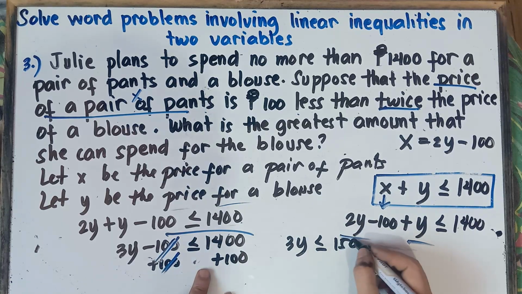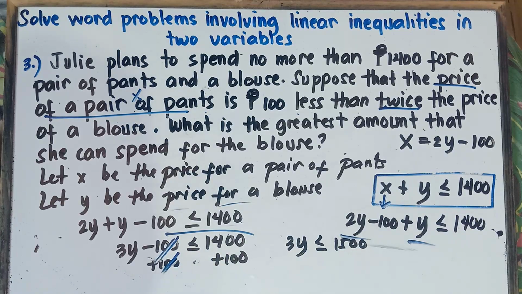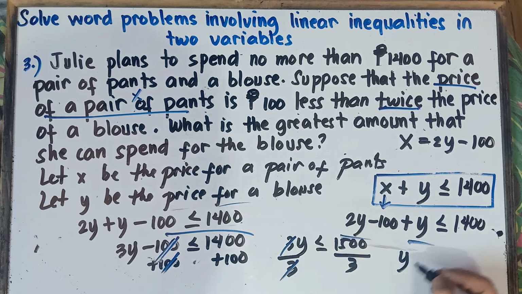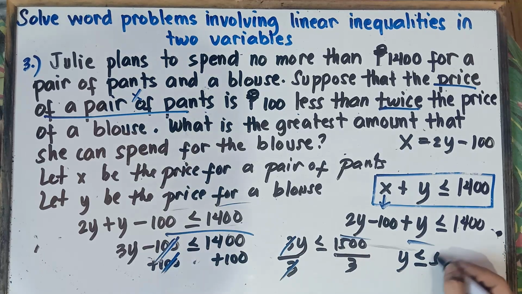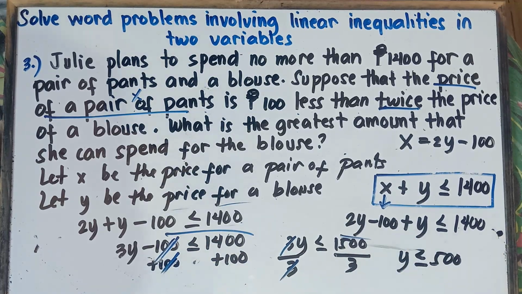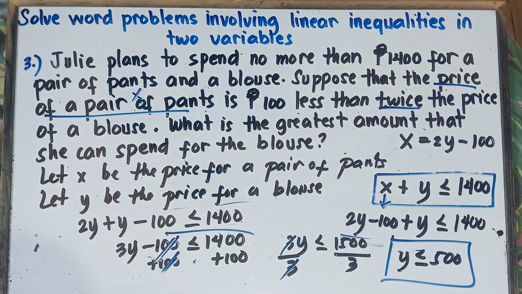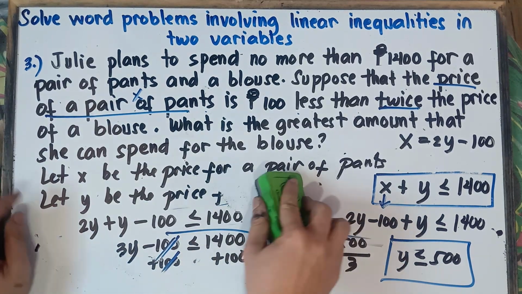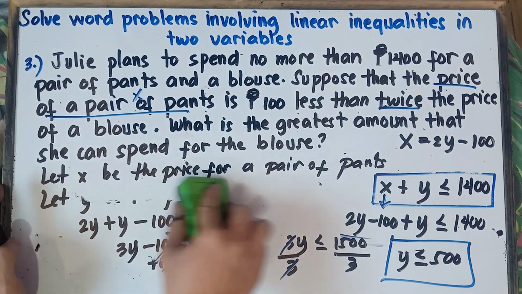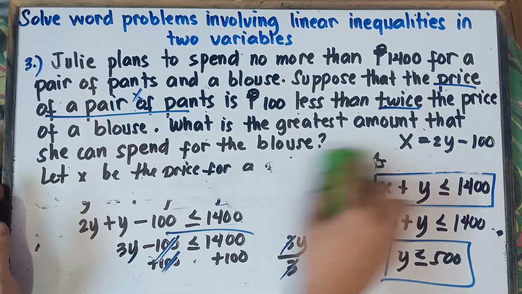That would be 1,500. And then to get the value of Y, simply divide both sides by 3. Divide by 3. Cancel this out. And the value of Y, that would be less than or equal to 1,500 divided by 3. That would be 500. That's it, class. That's the answer, class, with regards to example number 3. So we can make our conclusion, class. The price of a blouse would be less than or equal to 500.